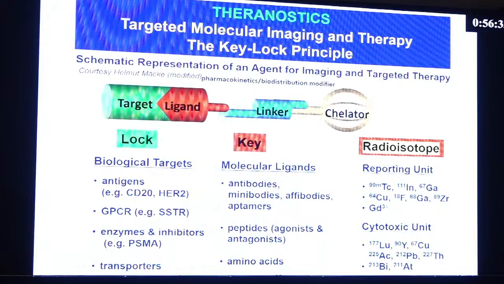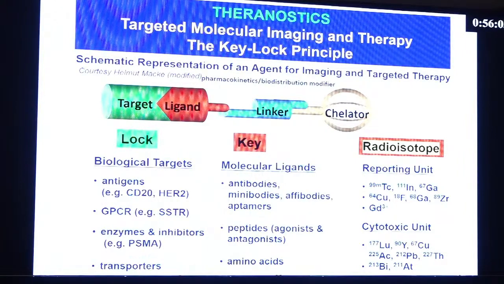Of course, when you have that, these biological targets could be anything. They could be transporters, they could be receptors, they could be enzymes, something that is relevant and is different between a normal cell or a benign tissue and a malignant cell. Then we design a molecular ligand based on what this biological target is. This could be in the form of antibodies, peptides, amino acids, or other things that get designed to target this biological marker.